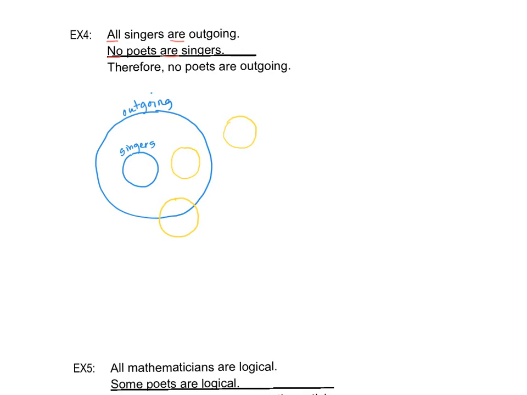So there's three possible diagrams I can draw when I draw that second premise on top of the first one. Well, I don't want to draw all three possible diagrams, so let's see if one of these can make the conclusion false. The conclusion is no poets are outgoing.